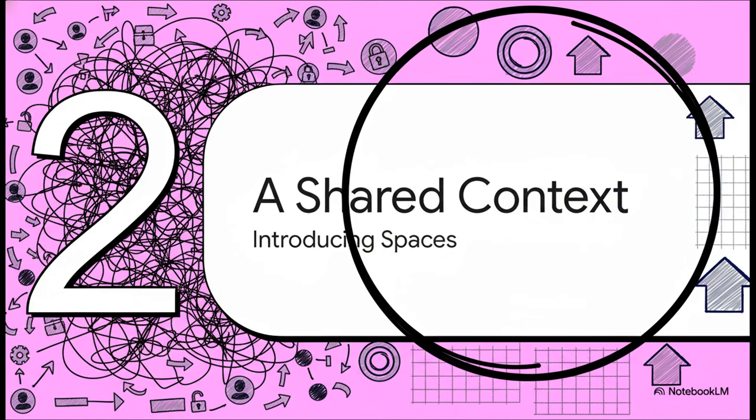Okay, so if end-to-end encryption for everything is off the table, what's the alternative? Well, we need a new concept. We need a way to create a shared boundary, a shared context for a group. And that's where the single most important idea in this whole architecture comes into play: permission spaces.